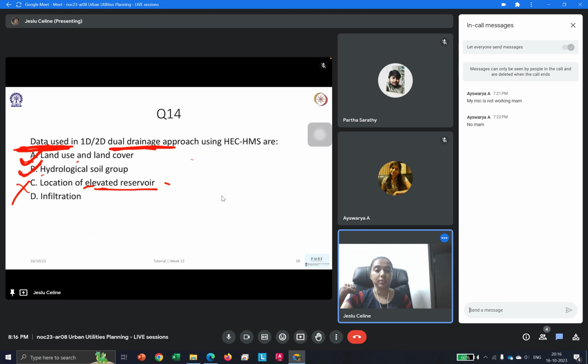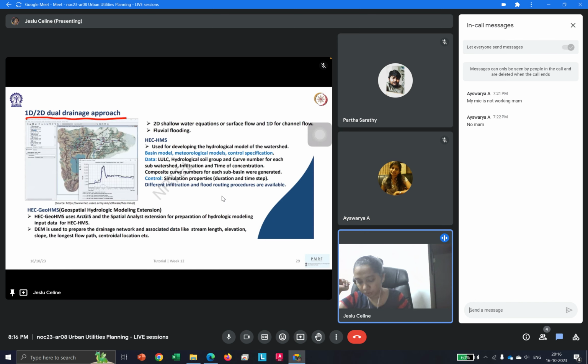Now D, infiltration. Yes, infiltration is important for all the reasons we've been discussing from the beginning. So that works out to A, B, and D. C is not there. So this is the 1D, 2D dual drainage approach where we saw the data. We need the hydrological soil group, curve number, infiltration rate, and time of concentration. We also need land cover and land use data, which I think was mentioned in the previous slide. For all the drainage approaches, land use and land cover data is also needed.